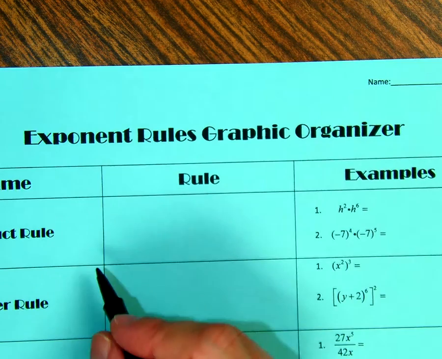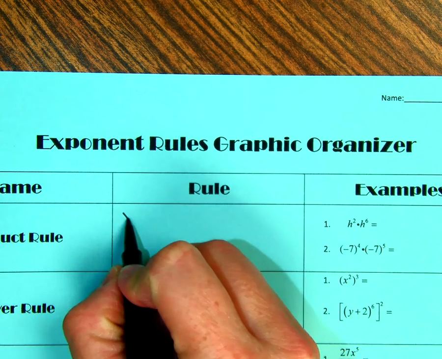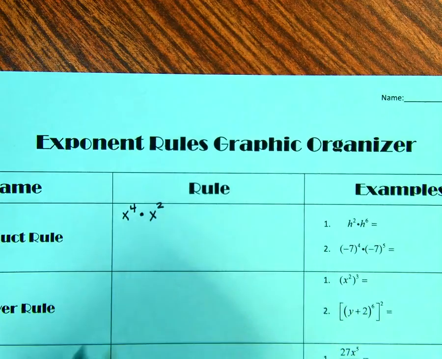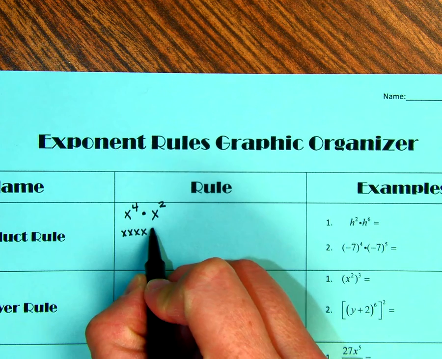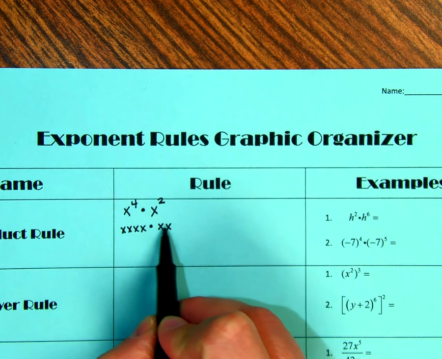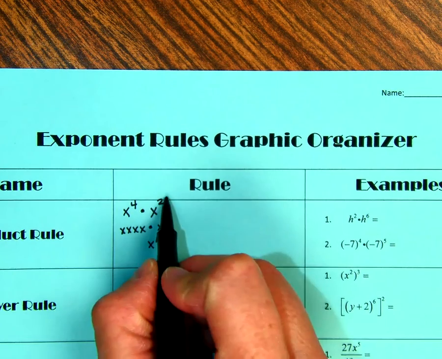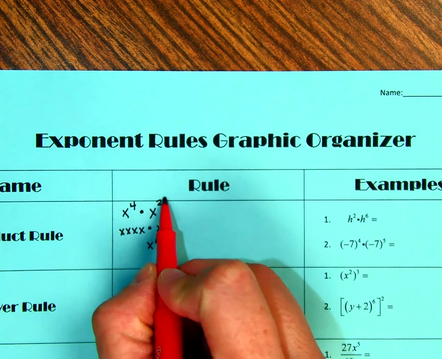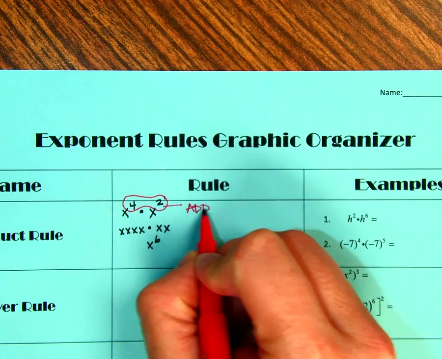For the product rule, if terms have the same base, so x to the fourth times, and we're multiplying, x squared. Think about what this means. It means we have 4 x's times 2 more x's. So we have 1, 2, 3, 4, 5, 6. So I have x to the 6th. So a shortcut of that is just to remember that when you're multiplying numbers with the same base, add the exponents.